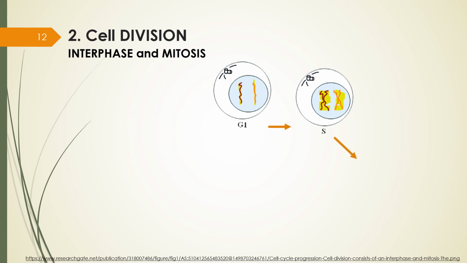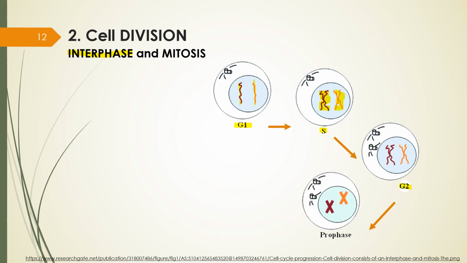Now they have one copy for each. After S, what do we have? G2. What happens in G2? Duplication of enzymes. The three here, G1, S, and G2, are from interphase. After the interphase, we start the mitosis. What's the first phase of mitosis? Prophase. What happens in prophase? The DNA condenses, and now I have a very nice condensed chromosome. In this case, I have 2. And my nuclear membrane disappears.